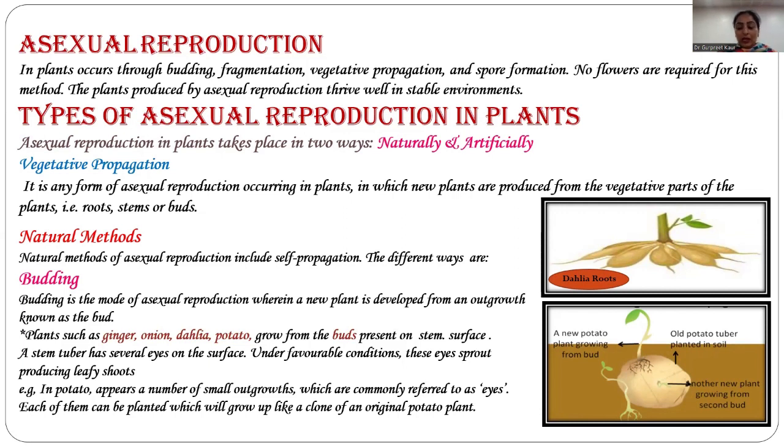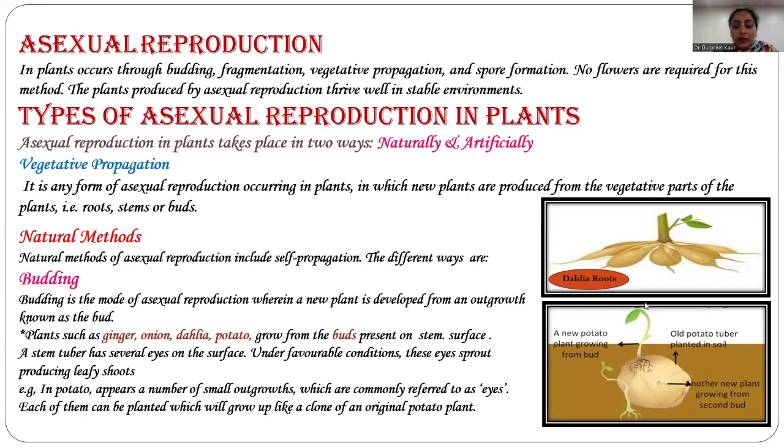So we can say in a potato appear small outgrowths, which are known as buds, which are commonly referred to as eyes, and each of these eyes, along with a portion of the potato, can be planted, which will grow up like a clone. We are using the word clone again over here, my dear friends, because they are exactly the carbon copy of the parents. No two parents are involved, no two different individuals are involved, so there will be no variations. No variations means they will be the carbon copy of the parents, so clones of the original potatoes will be obtained from this.